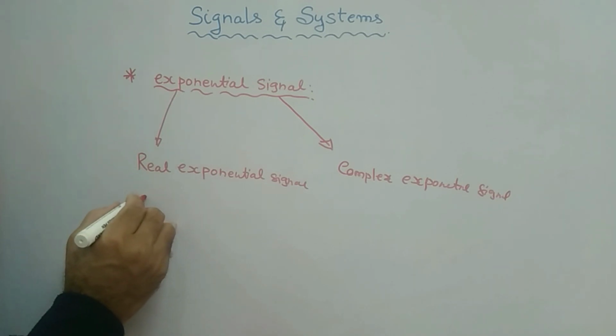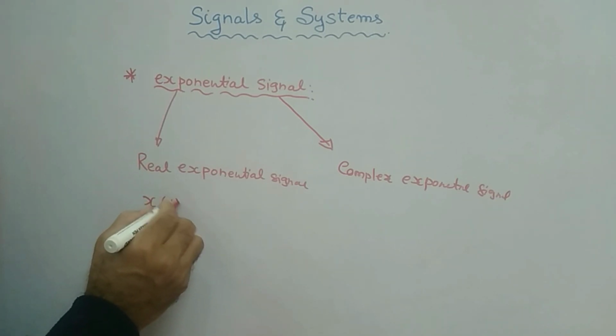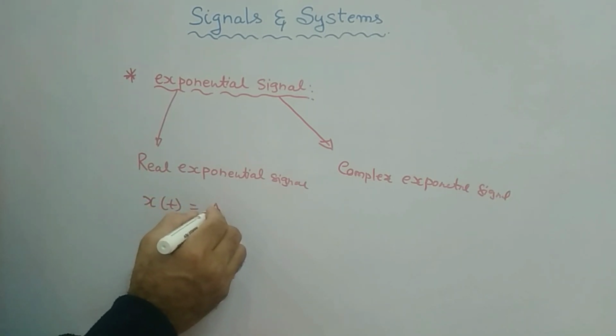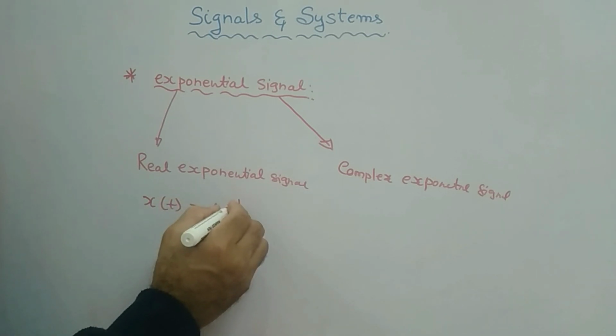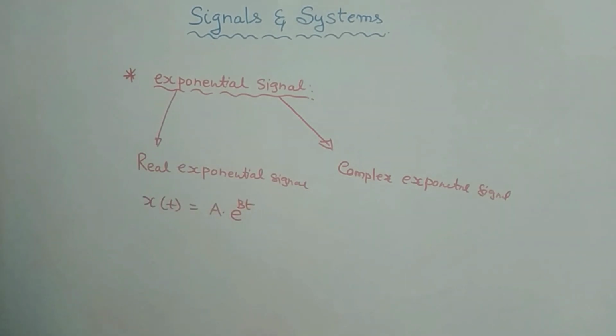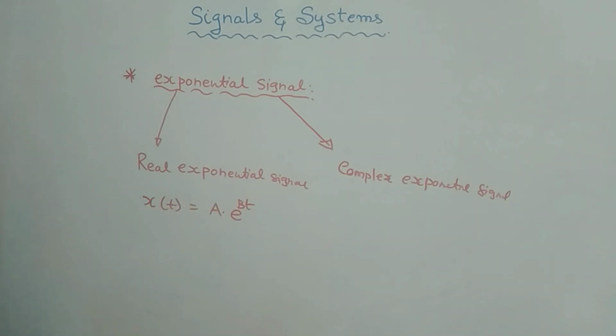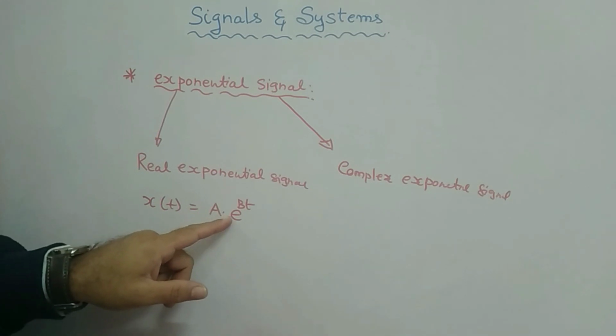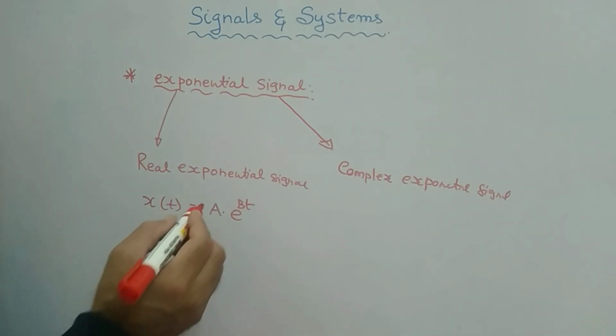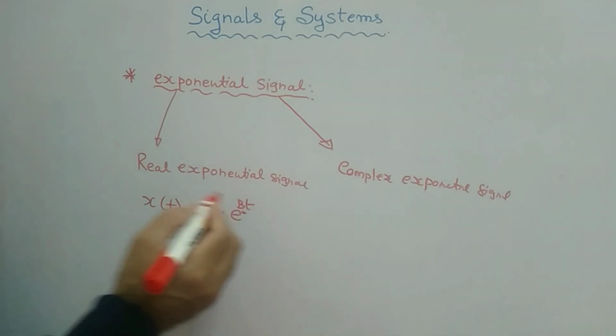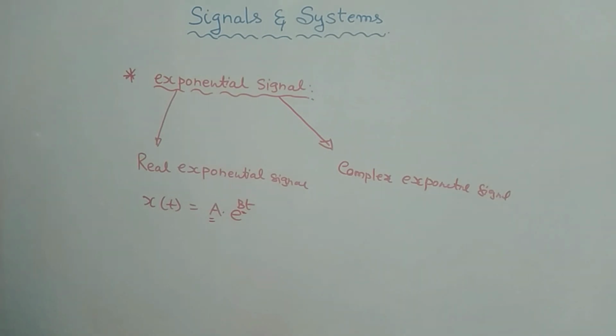What is the real exponential? Real exponential is defined as x of t equal to a times e power b t. You don't have any complex quantity in this. So x of t is equal to a e power bt, where a and b are real values.